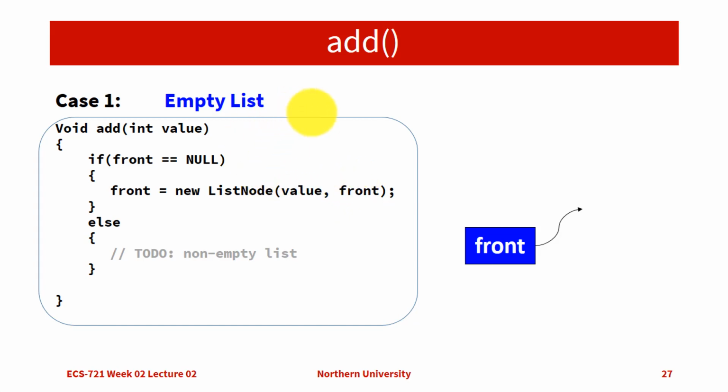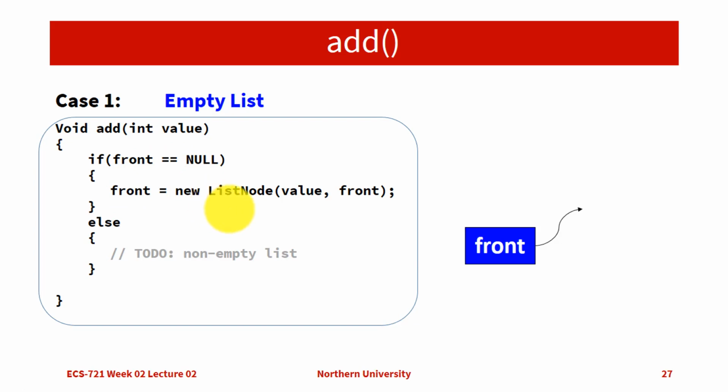And then the right side of the assignment will be executed first. So a node will be created, the value will be put inside it, and its next will be pointed to the front of the list. And then the new operator is going to return the address of that new node, and we will assign it to the front because this new node has now become the front of the list.